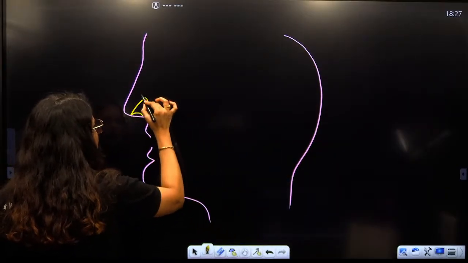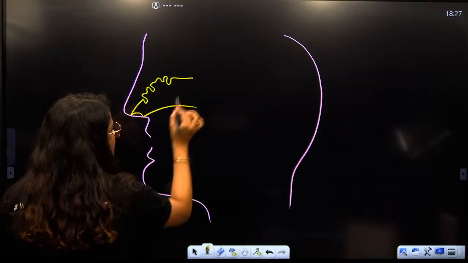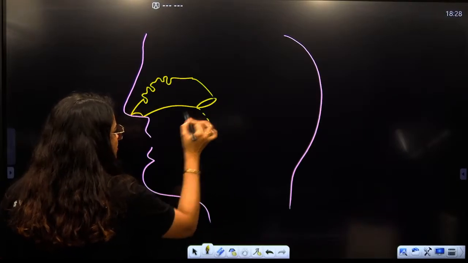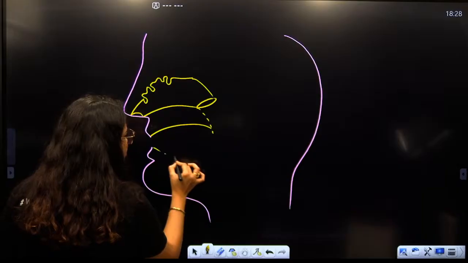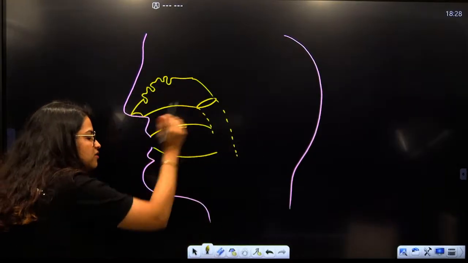All right, external nostril. Then we have the nasal chamber. This is the nasal chamber. Then there is internal nares. Then there is the pharynx. The pharynx is where the mouth also opens. It's the common passage of both mouth, food as well as air.